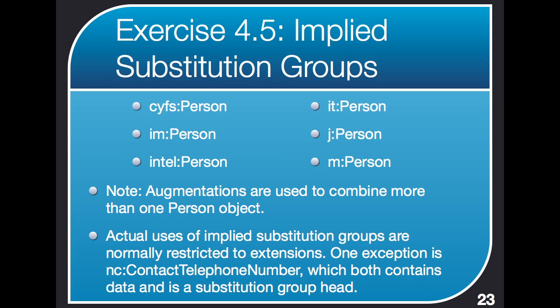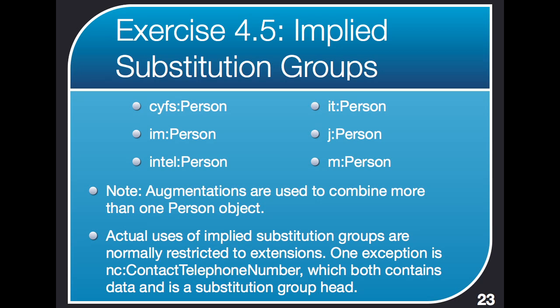Now, note, if I want to combine more than one domain, if I want to have a CIFAS/justice person, and there's a lot of overlap between CIFAS and justice in terms of different communities out there and things that would apply in both of those communities, I may need to do that. There is a way to do that. It's called augmentations, and it's way at the end of this presentation, so hang tight on that. Otherwise, you don't usually see much in the way of implied substitution groups.